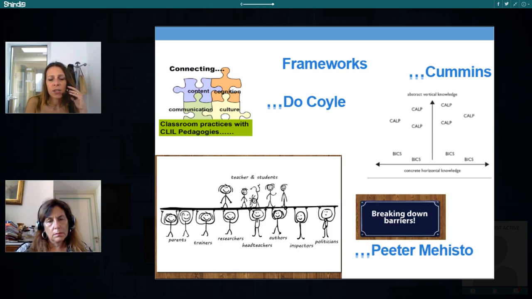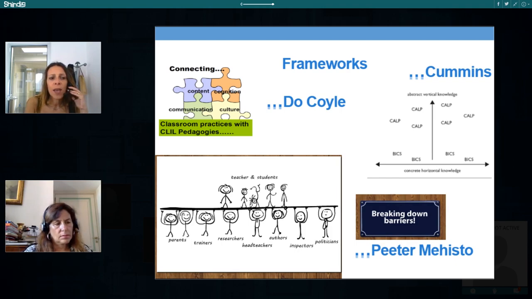And as far as communication is concerned, we can move to Cummins' framework, talking about the difference between BICS and CALP. So basic interpersonal communication skills and cognitive academic language proficiency. That means that when we use CLIL methodology, we start from a basic level of communication, that is the language that we use when we talk about a foreign language or second language. So imagine in the States it could be Italian, Spanish, or whatever. We can use the basic interpersonal communication skills that are relevant to daily life. So just communicating in a social interaction with family, friends, and so on.